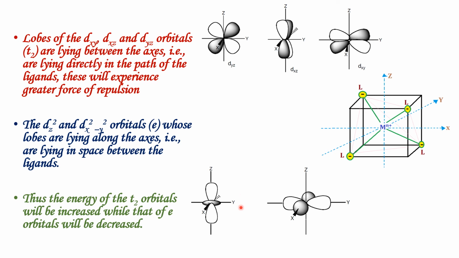T2 means triply degenerate orbitals in the tetrahedral field. Here the center of symmetry is absent, so the term g is removed here, and in the case of E orbitals, that is doubly degenerate orbitals.